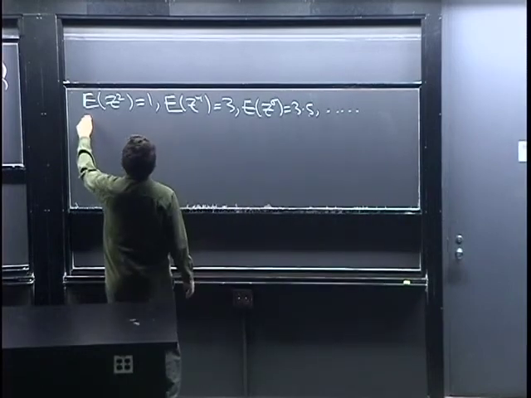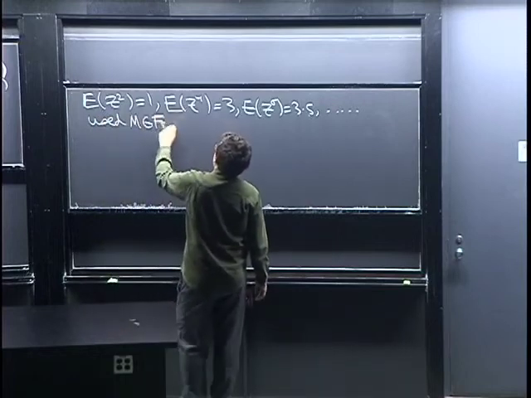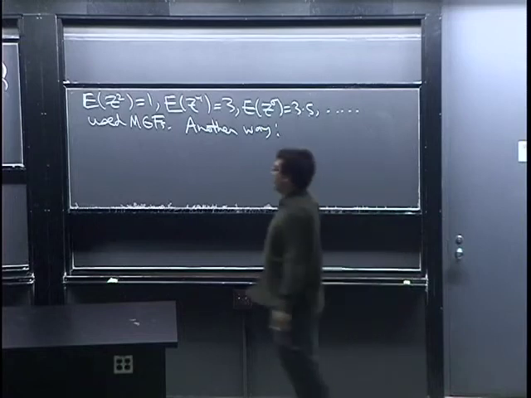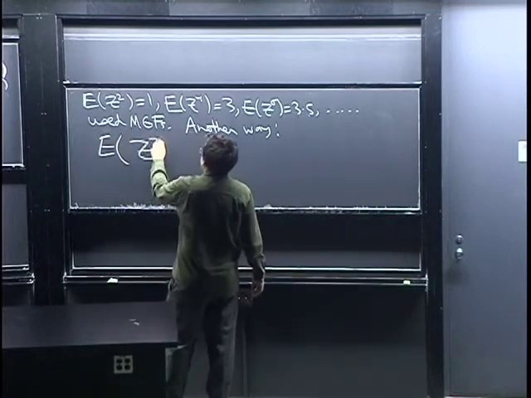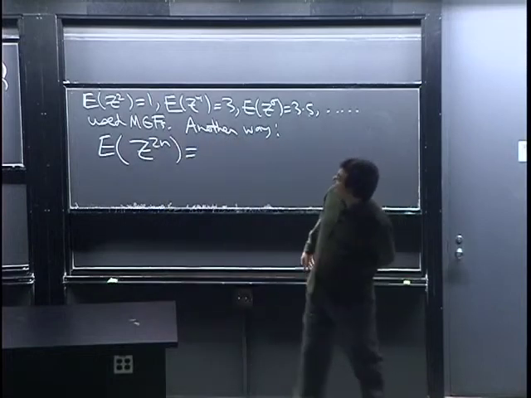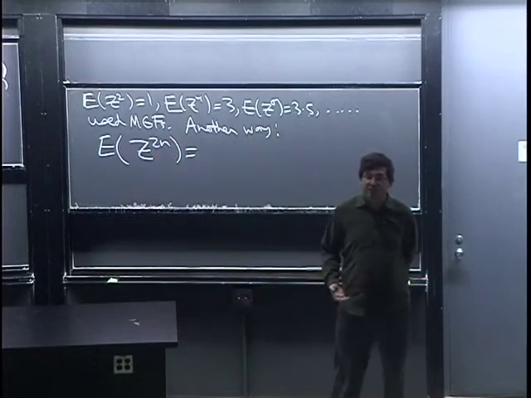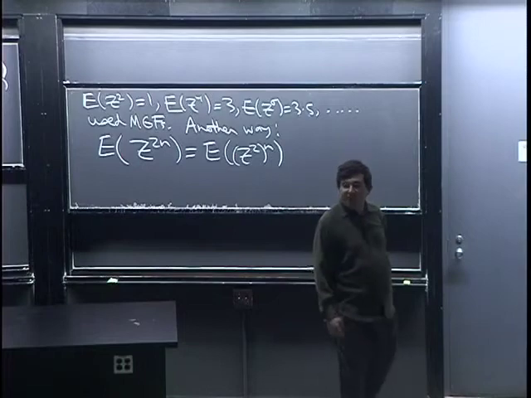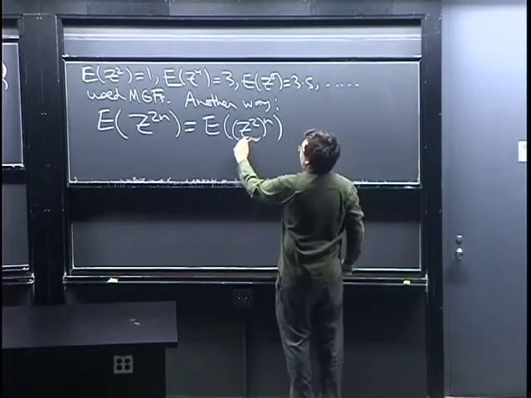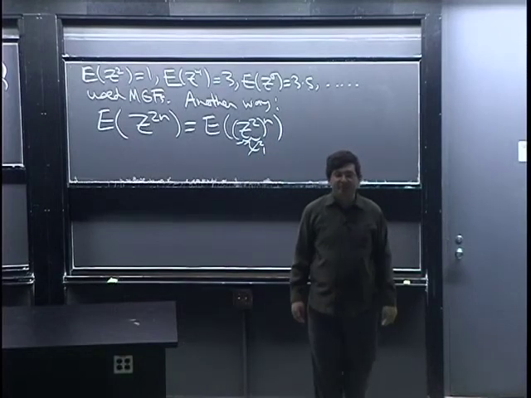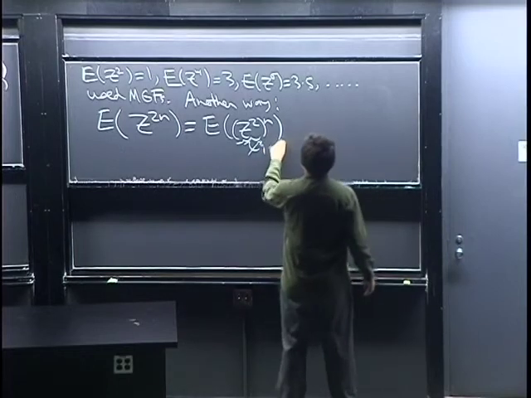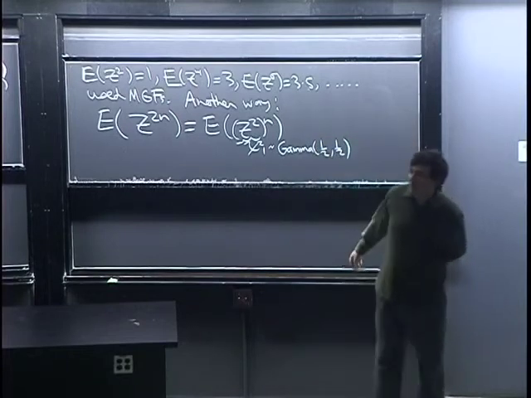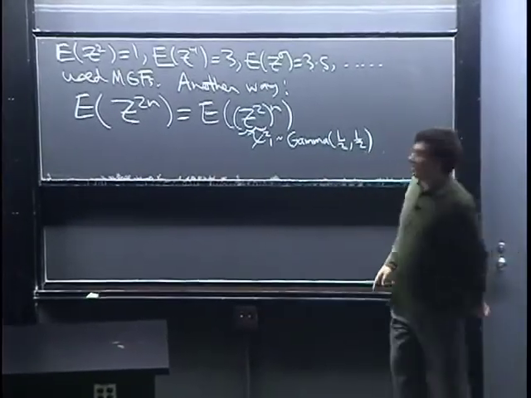We used MGFs before. Another way would be to relate it to gamma, by relating it to chi-squared. So if we want the expected value of z to the 2n, that is, the 2nth moment of a standard normal, where n is a positive integer, we could just think of that as E of z squared to the n. That doesn't take much algebra. But the point of writing it this way is that now we recognize z squared is just chi-squared of 1, and chi-squared of 1 is the same thing as gamma of 1/2, 1/2. So all we really need is the nth moment of a gamma 1/2, 1/2. Then you can just use LOTUS.